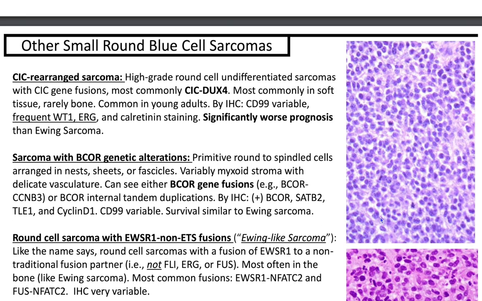And then your other small round blue cell sarcomas include your genetically defined CIC-rearranged sarcoma. You'll oftentimes have the CIC-DUX4 gene fusion. It's common in young adults. CD99 will be variable, with frequent WT1, ERG, and calretinin staining. It has worse prognosis than Ewing's.